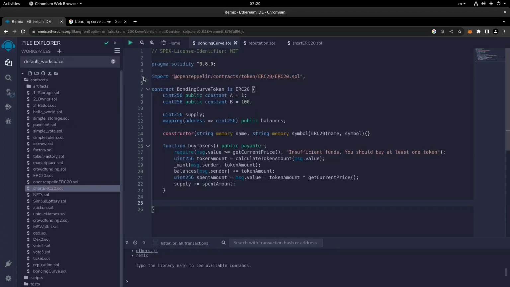Hi everyone, and welcome to the walkthrough of the BondingCurve.sol. In the previous part we focused on the mappings, the constructor, and the first function of this smart contract. We also explained what a bonding curve is in setting the price of the ERC20 tokens. So now we're going to continue with the rest of the functions.